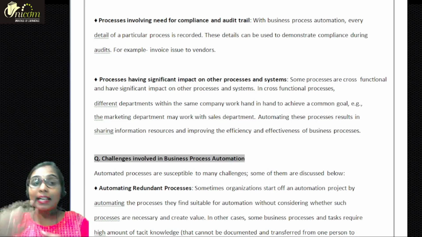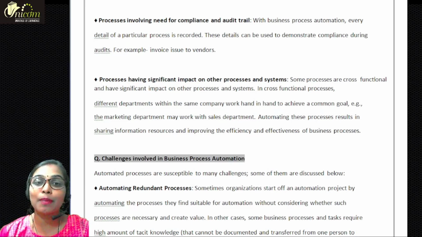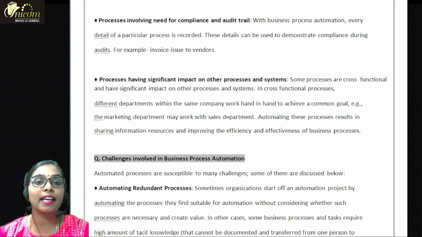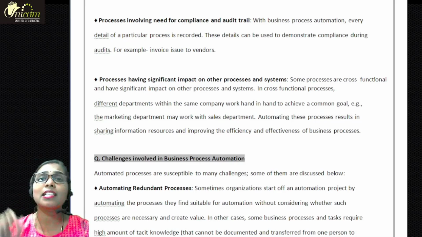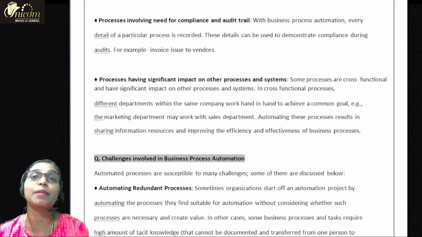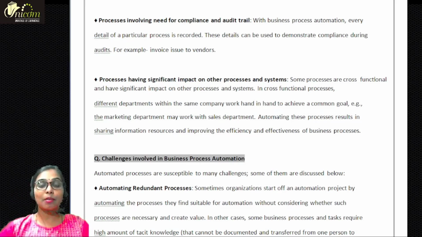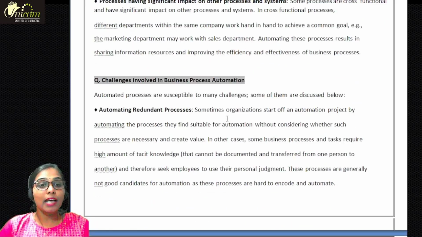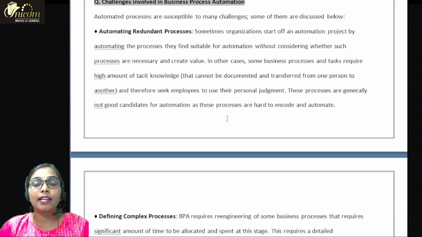Okay, the next important topic in our chapter number 1 is challenges involved in business process automation. What does this mean? This means the different types of issues which come across when you use automation in the business process. Okay, understood, right? So what are the different challenges involved in business process automation?